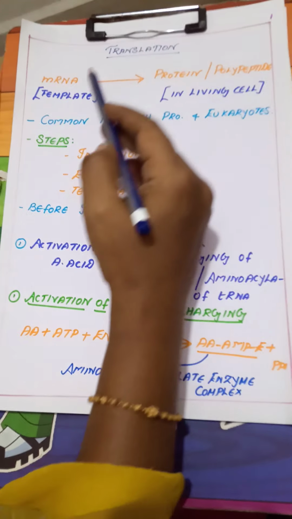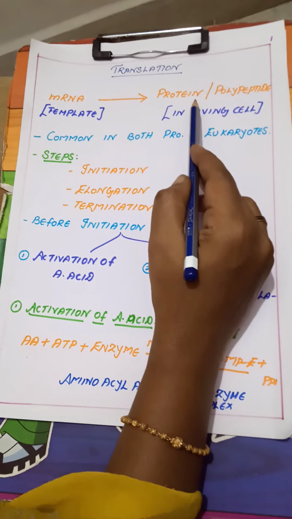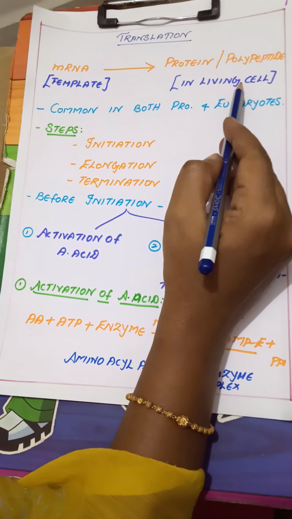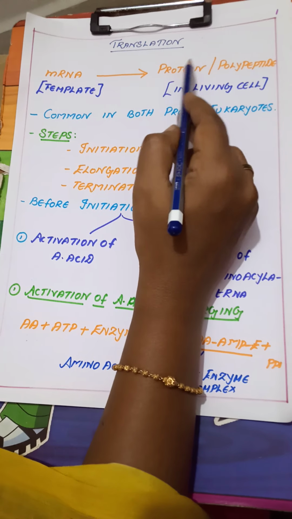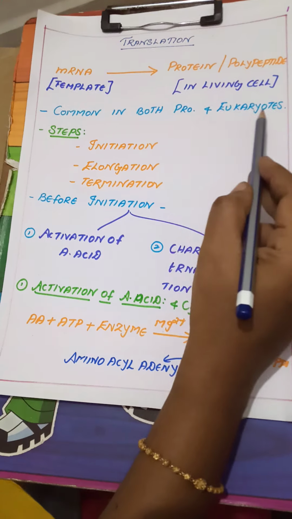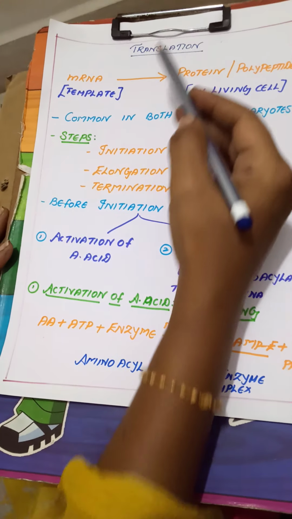Translation. Decoding the message from mRNA to the protein, or the synthesis of a polypeptide in a living cell. This is the first step in the synthesis of a protein. This process is common in both prokaryotes and eukaryotes. What are the steps involved in translation?